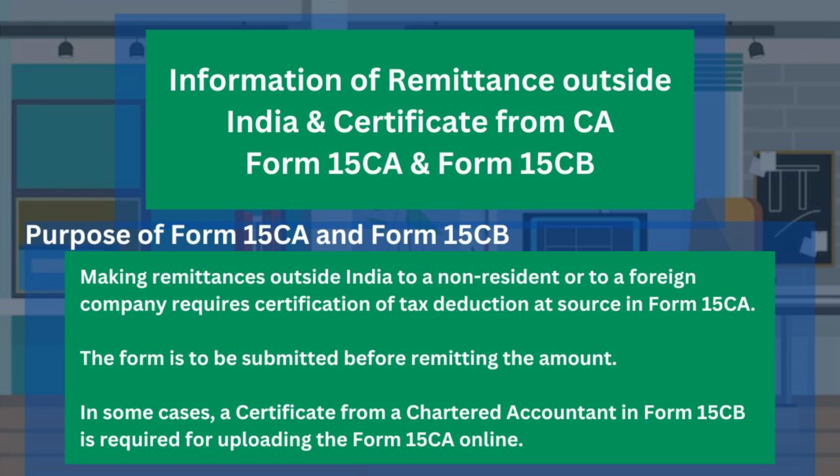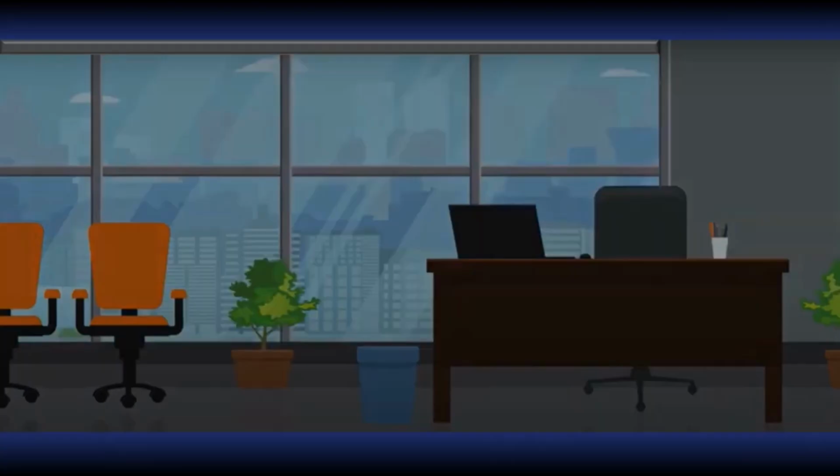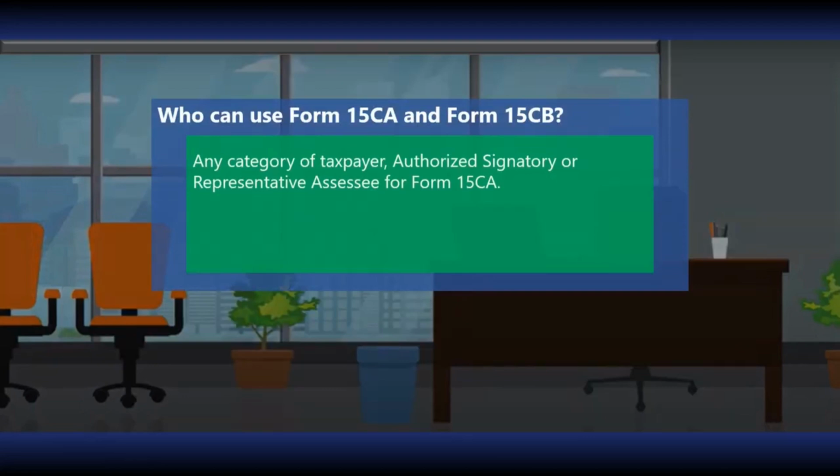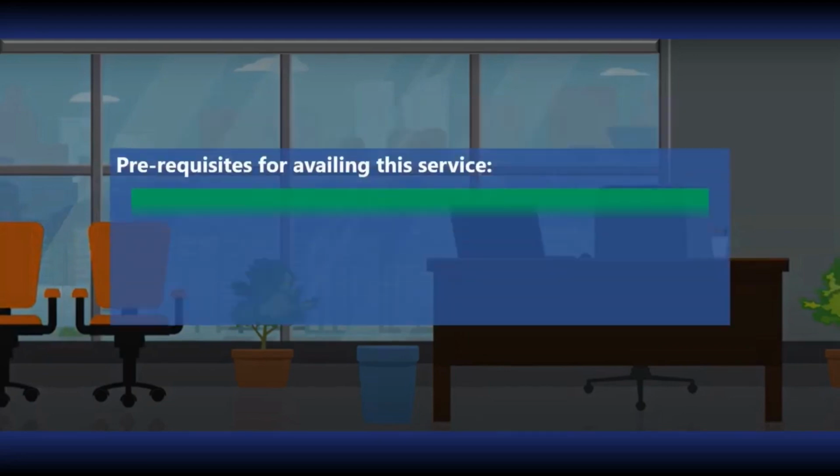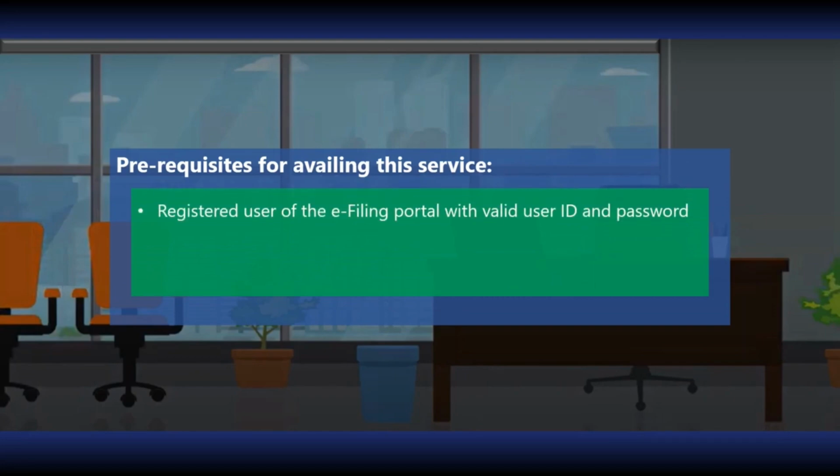In some cases, the certificate from Chartered Accountant in Form 15CB is required to be filed along with Form 15CA online. Form 15CA can be filed by any category of taxpayer, authorized signatory or representative assessee. CA can issue a certificate of foreign remittance outside India and tax deducted at source in Form 15CB. In order to file Form 15CA, the taxpayer is required to be a registered user of the e-filing portal with valid user ID and password and should have an active PAN.